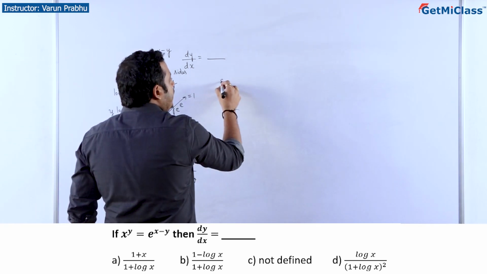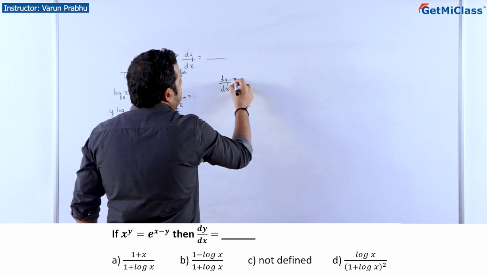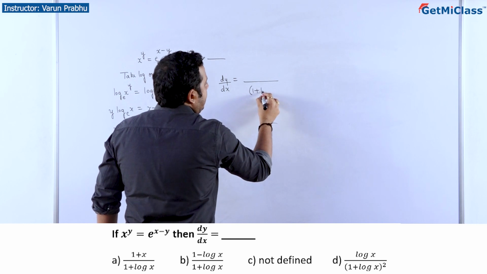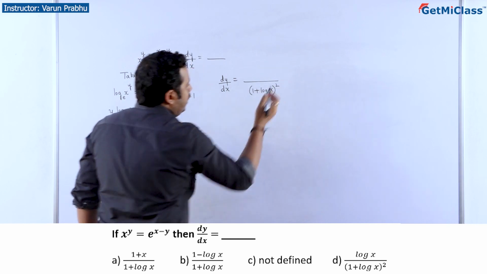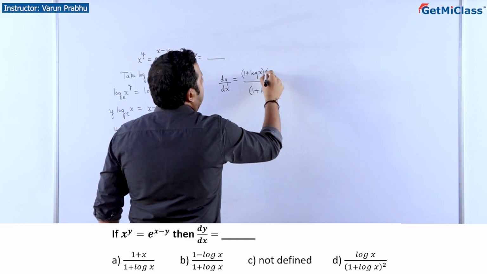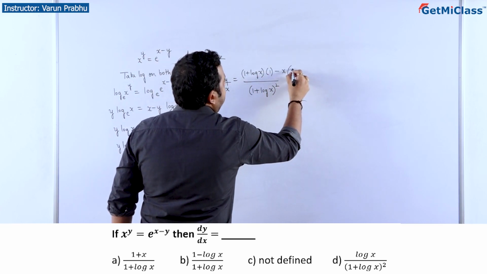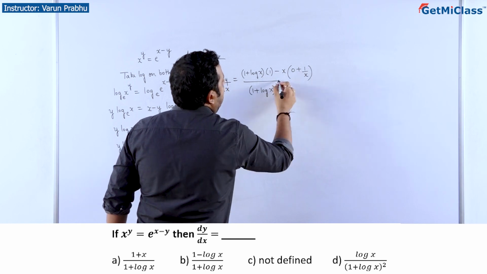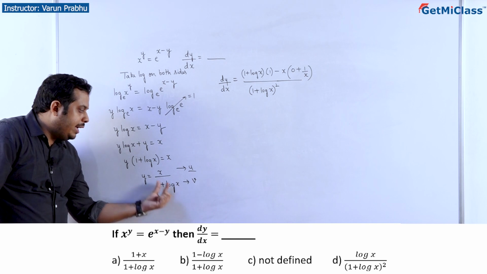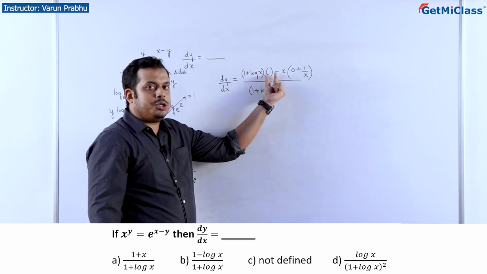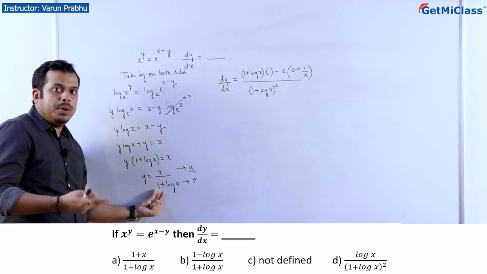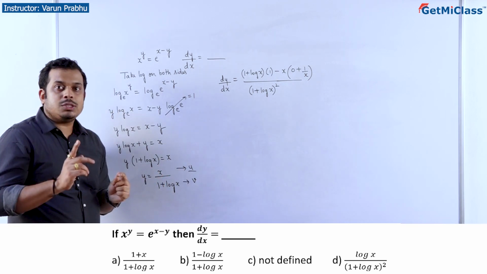Differentiate, that is what the question is expecting from you. dy by dx, that is equal to v square, 1 plus log x the whole square, into 1 plus log x into 1 minus x into 0 plus 1 divided by x. What is the differentiation of u by v? v square, v into differentiation of u, minus u into differentiation of v. Differentiation of an independent constant 1 is 0, whereas differentiation of log x is 1 by x.